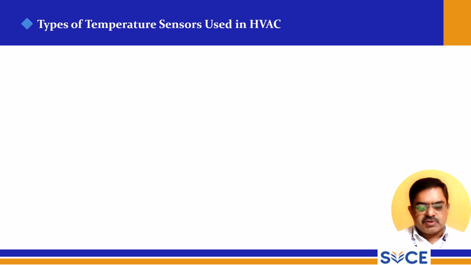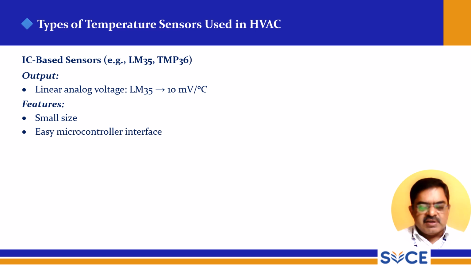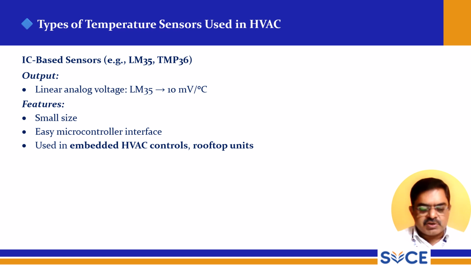Types of temperature sensors used in HVAC: IC based sensors. There are many ICs available, and they can even be used directly as temperature detectors. LM35 and TMP36 are a few examples of IC based sensors. The LM35 gives a linear analog voltage, 10 millivolts per degree Celsius. Features of IC sensors are small size and easy microcontroller interface. We can interface with any controller. They are used in embedded HVAC controls and rooftop units.